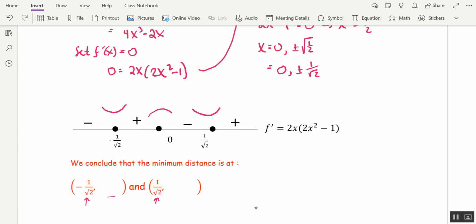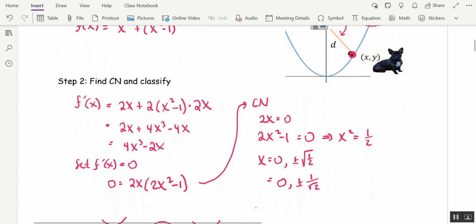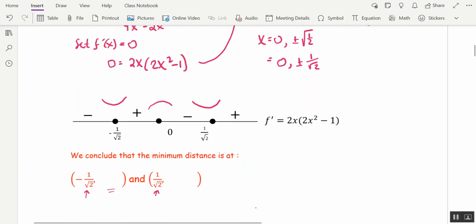And the question is, what's the y value? Remember, we're looking for actual points on the curve. The question is, at what point on the parabola? So we need to use the fact that y is x squared. That gives us the y value for each x in our critical numbers. So this will be negative 1 over root 2 quantity squared, and 1 over root 2 quantity squared.